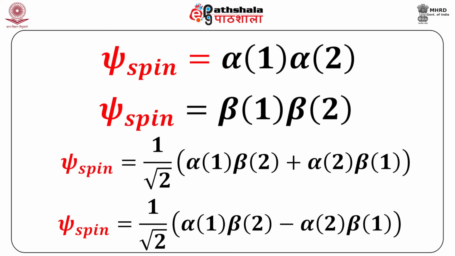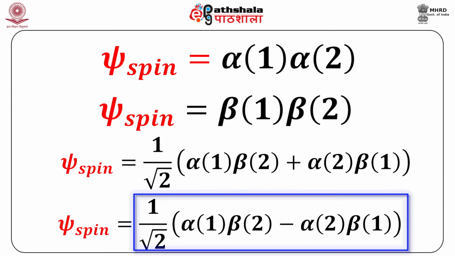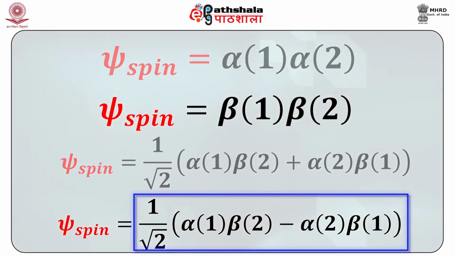So for two electrons, we have four combinations. One is alpha 1, alpha 2, then beta 1, beta 2, and then we have 1 upon under root 2 times alpha 1 beta 2 plus alpha 2 beta 1. And lastly, the antisymmetric combination, which is 1 upon under root 2 times alpha 1 beta 2 minus alpha 2 beta 1.